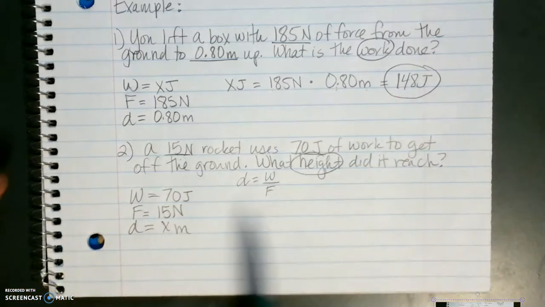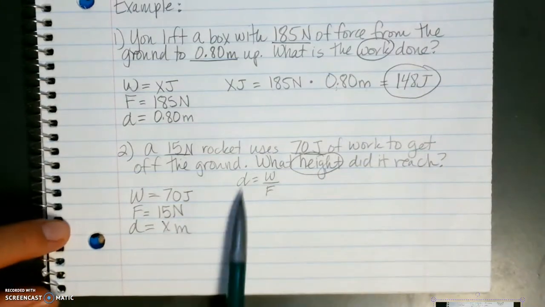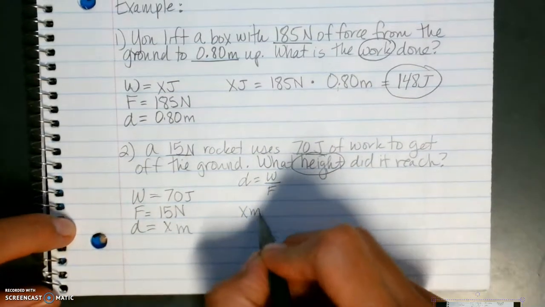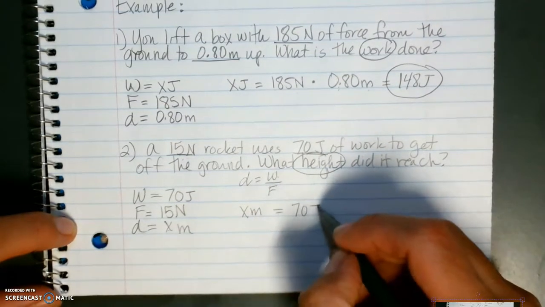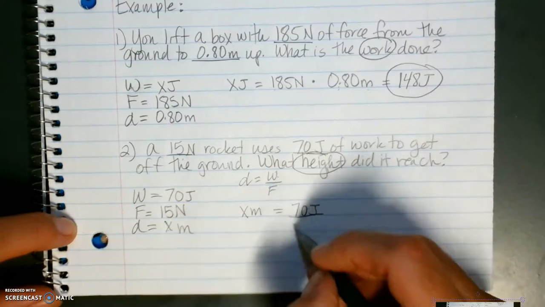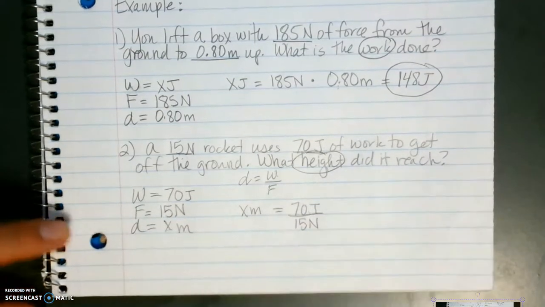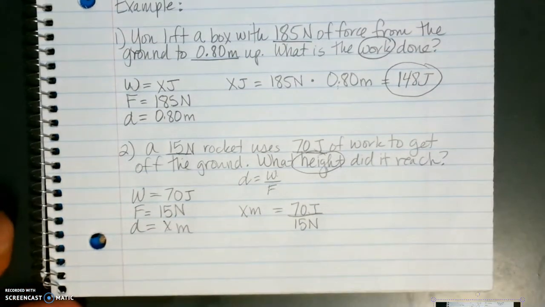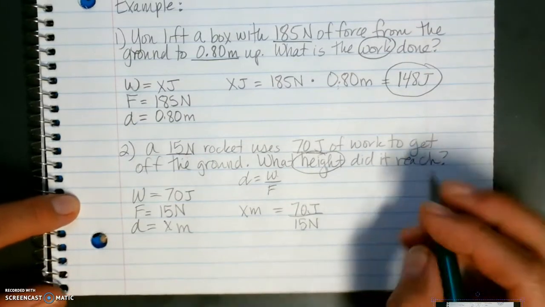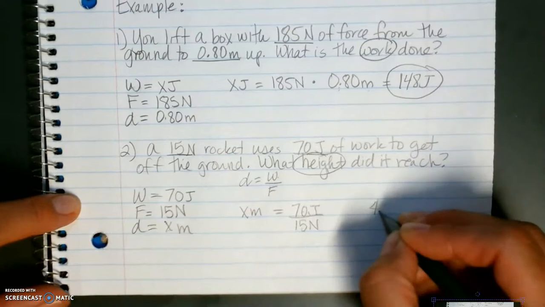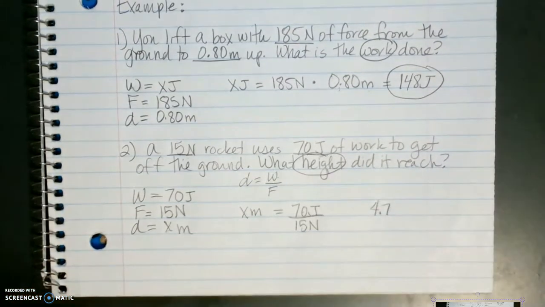So I'm just going to plug it in. So I have x meters as my D equals my work, which is W. So that's going to be 70 joules. I'm going to divide that by 15 newtons. Okay. Now at this point, I could just plug it into my calculator and go 70 divided by 15, okay, equals 4.7. So I know that. But let's talk about units.